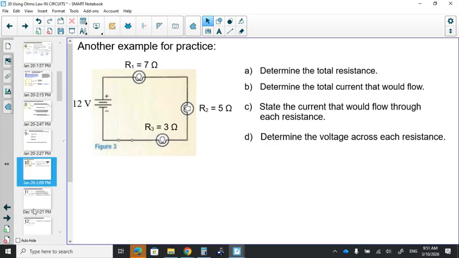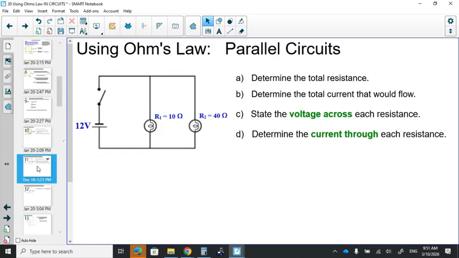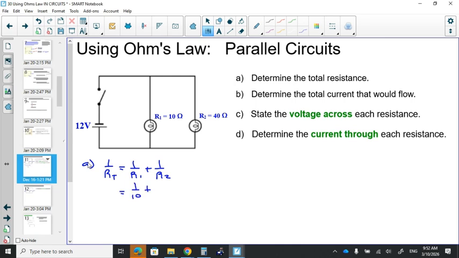Another example for practice for you, let's go to the parallel stuff though. Same idea, but in this case we've got total resistance. So part A, 1 over total resistance equals 1 over R1 plus 1 over R2. So we'd have 1 over the total resistance equals 1 over 10 plus 1 over 40.